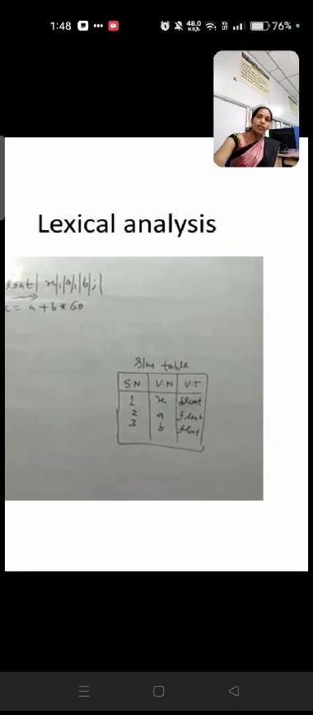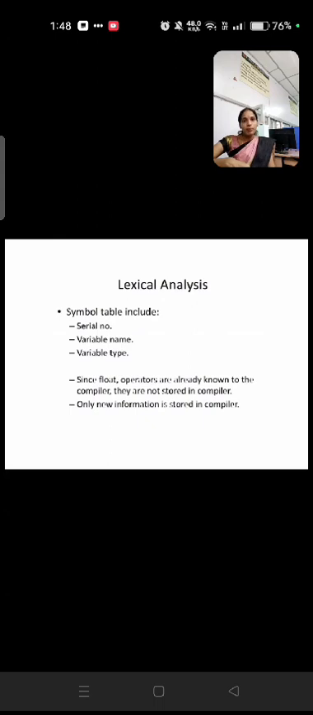And the next one is called the symbol table. The symbol table has a serial number, a variable name, and a variable type. These both are involved in the lexical analysis. Whatever part of lexical analysis this is, it is called a scanner.